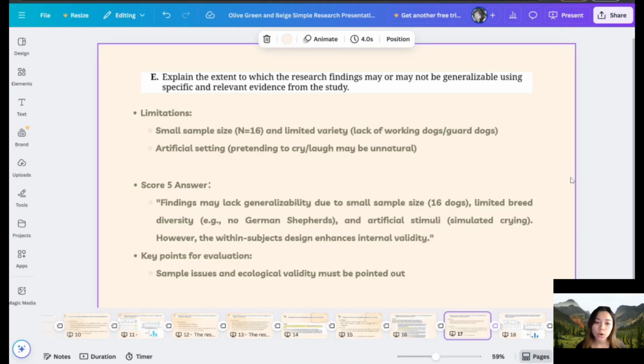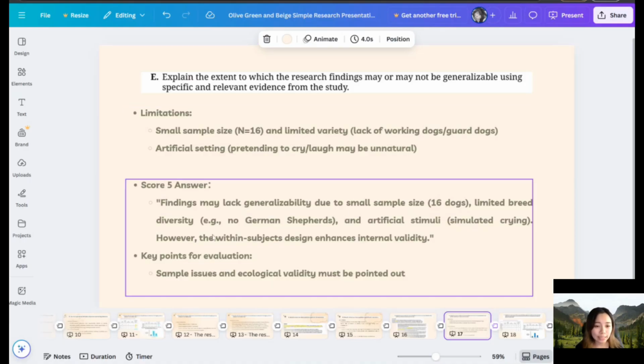So the score 5 answer for this specific question is: the finding may lack generalizability due to small sample size, which is 16 dogs, and limited breed diversity. For example, no German Shepherds. To be honest, you don't really need to mention German Shepherd right here. This is just my habit. And artificial stimuli, which is simulated crying.